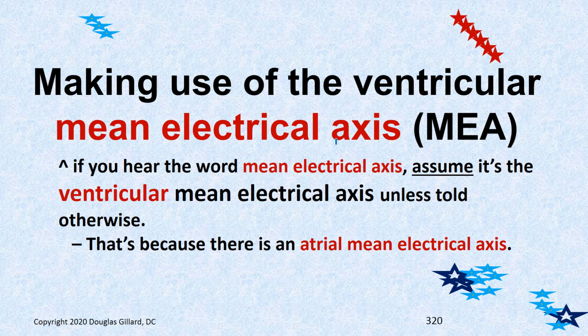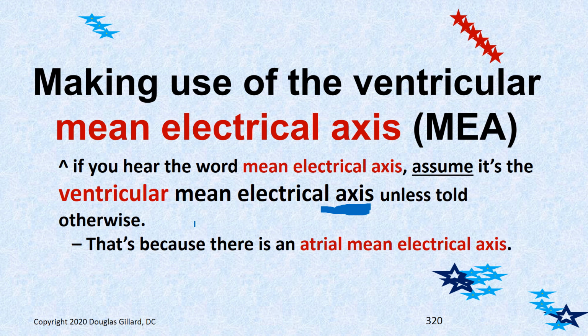Okay, so we learned about that last time, but now let's make some use of it and actually figure out where a person's mean electrical axis is. Which direction is it traveling? Are you normal? Are you off center? And another important thing, when you hear the word mean electrical axis, or maybe a question might say, what's the axis of the heart? They mean the mean electrical axis of the heart. That's what they're trying to say.